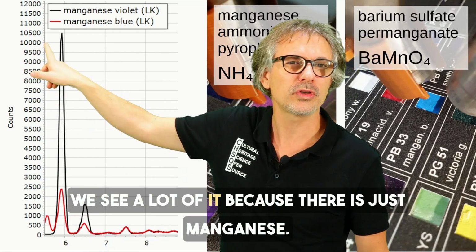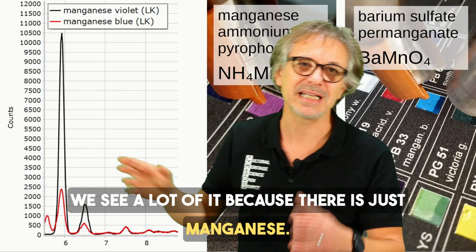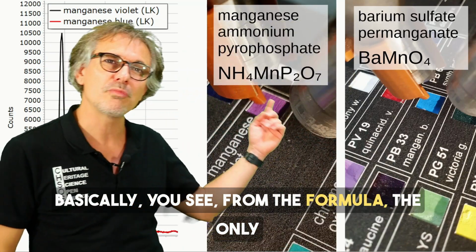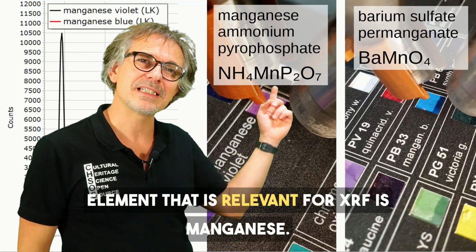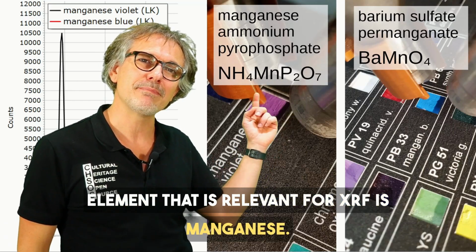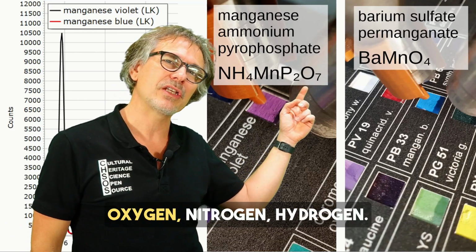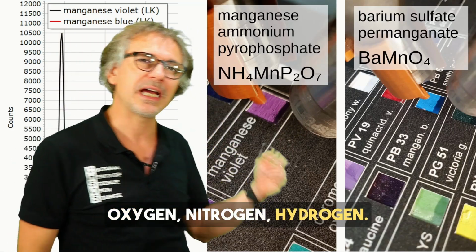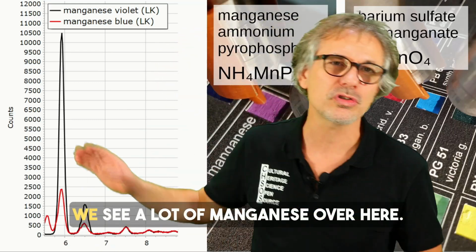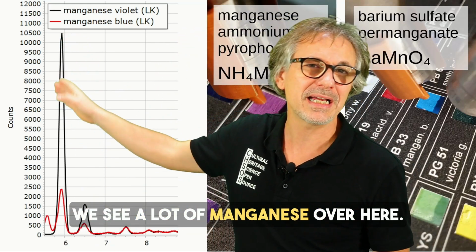Manganese violet, the spectrum is over here, so we see the K alpha of manganese. We see a lot of it because there is just manganese basically. You see from the formula, the only element that is relevant for XRF is manganese. Then we have phosphate, oxygen, nitrogen, hydrogen, so those don't play a big role. We see a lot of manganese over here.